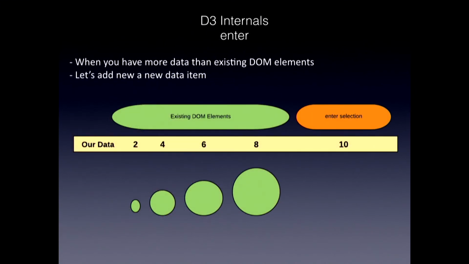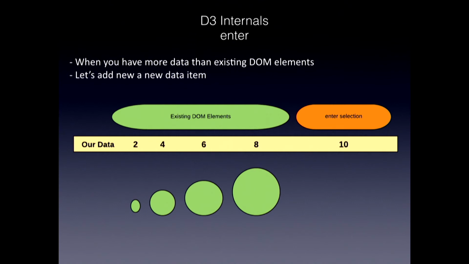The second thing that people find a bit confusing is enter. You'll often see in a D3 thing, it'll select something, even if you don't have any of those. So you might say select all circles, and you think, well, I don't have any circles, why am I selecting circles? It's just the way D3 does things.